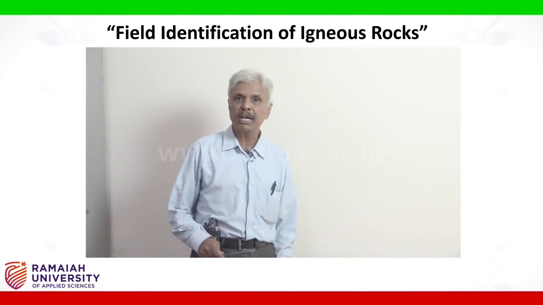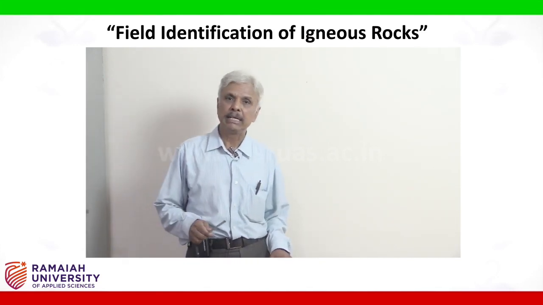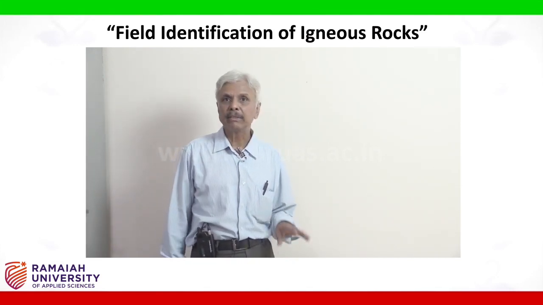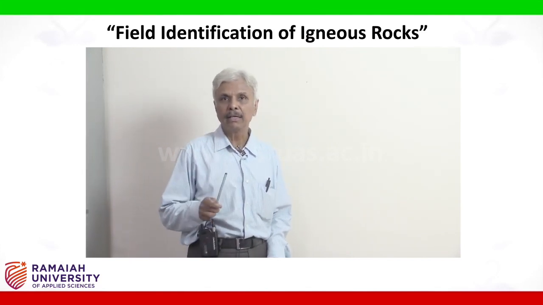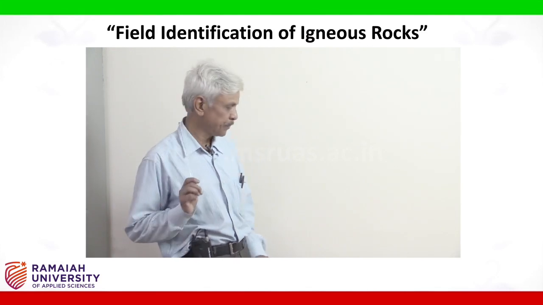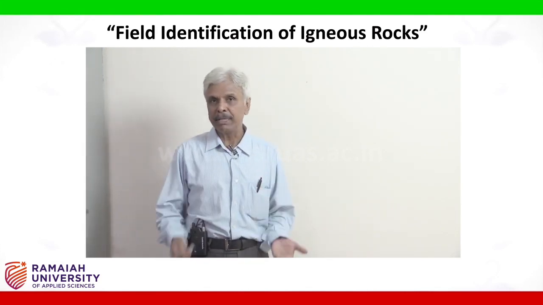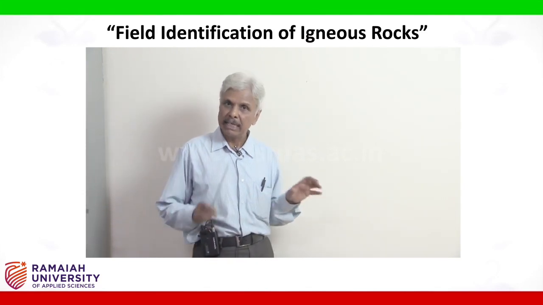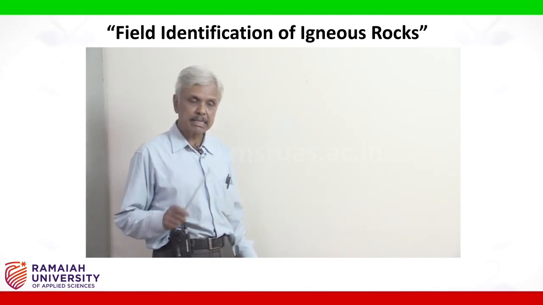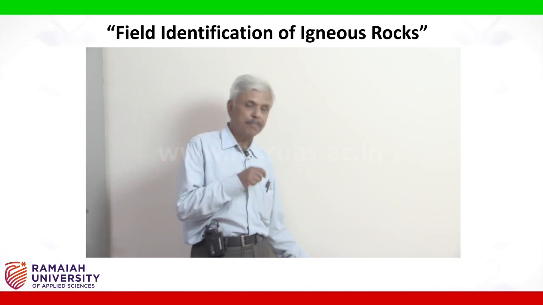How are you going to identify the igneous rocks in the field? Igneous rocks are basically identified with the help of three properties. One is the texture, the color, and the mineral composition. A set of six minerals called the rock-forming minerals comprise a large majority of the igneous rocks. Those minerals occur in different proportions.